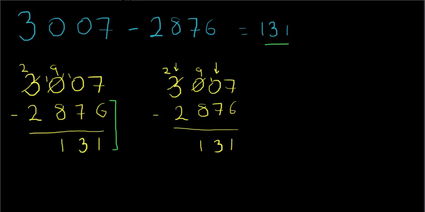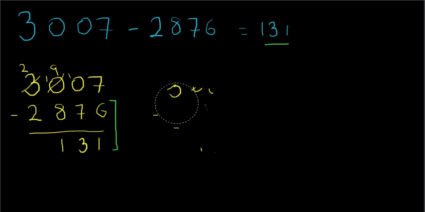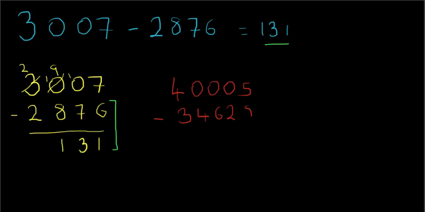And let me show you one other example that would really nail this. Here's a completely new example. So again, just create some space for ourselves, and let's imagine we're doing, I'll choose a different colour. Let's pick one with several zeros. 4 0 0 0 5 take 3 4 6 2 8.